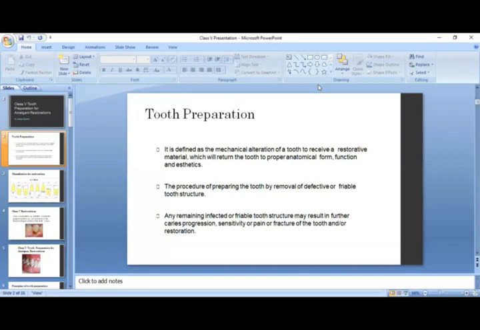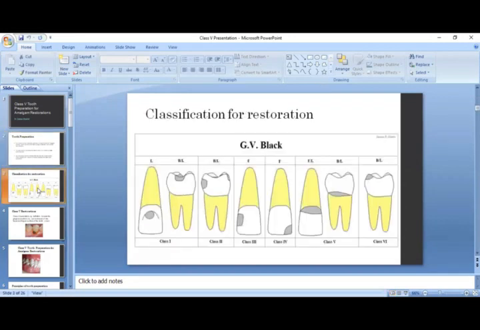Yes, this is basically the definition of the class 5 carious region. That is, if the carious region is present on the facial and the lingual surface. Okay. Now see this slide. This is basically the class 5 carious region, right?